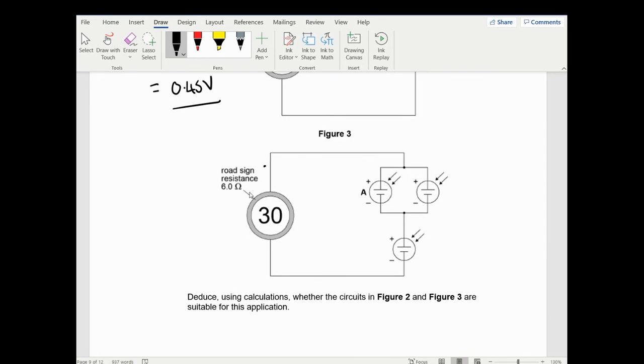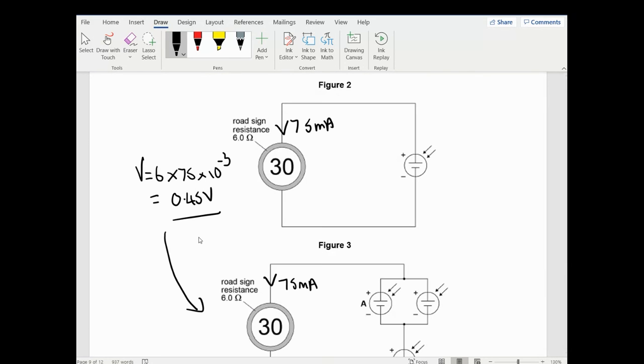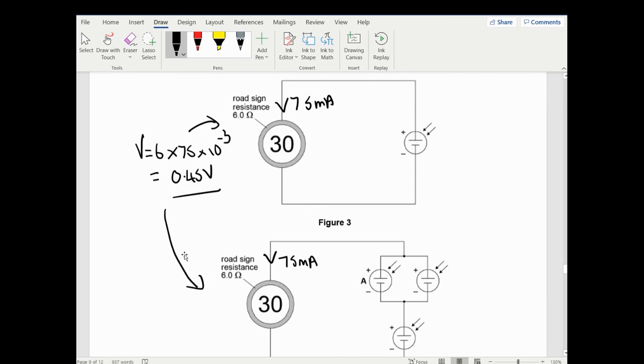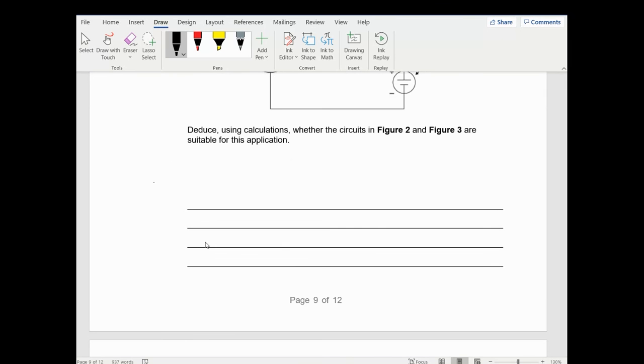So it needs that much voltage, at 75 milliamps. That's how much voltage needs to be supplied by this actual thing here. So if we look at the cell for Figure 2, it requires 0.45 volts to work.